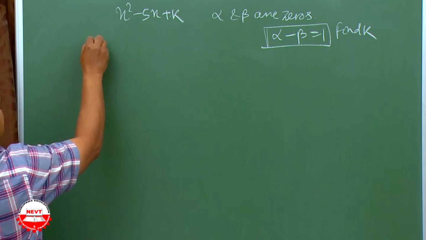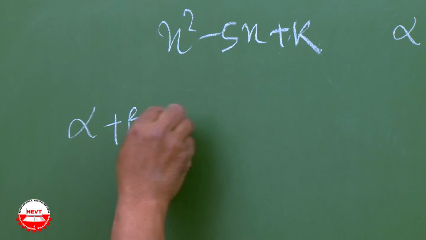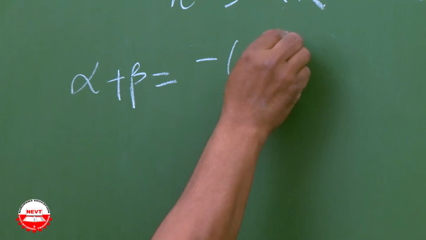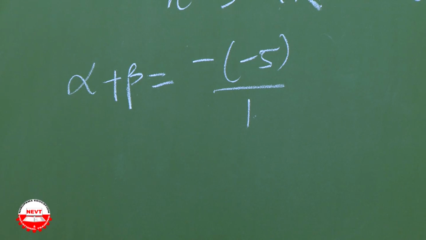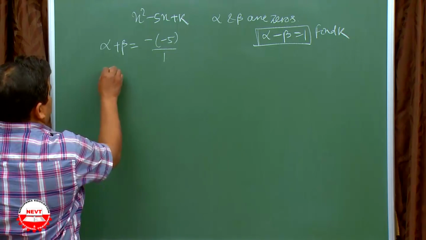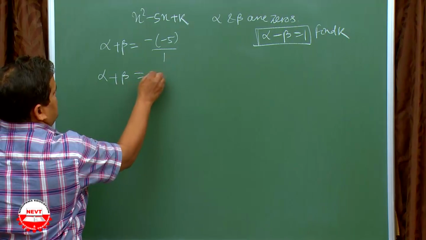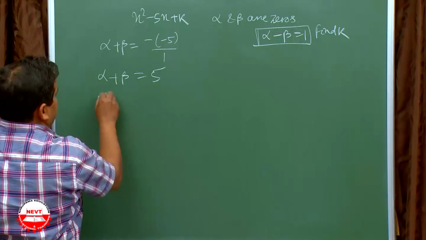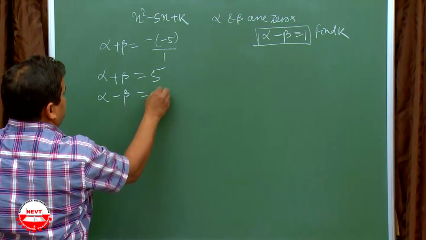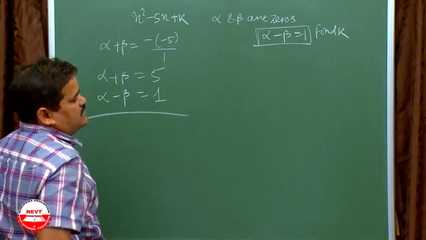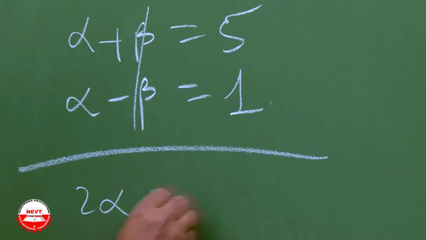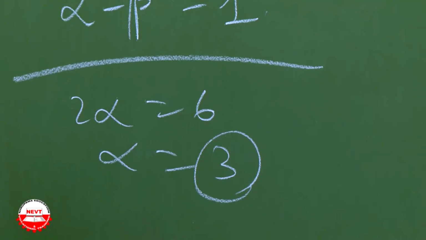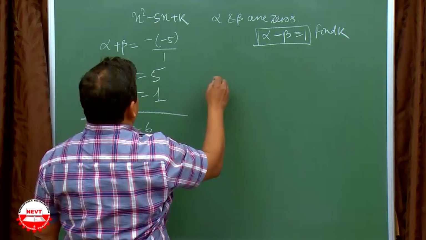Just look here. You know that alpha plus beta is equal to how much? Minus b by a, means minus 5 by 1. It's okay? That means alpha plus beta is equal to 5. Okay? And second part, it is given that alpha minus beta is equal to 1. Simply solve this. So you get 2 alpha is equal to 6, so alpha is equal to 3. If alpha is equal to 3, then substitute the value of alpha here.